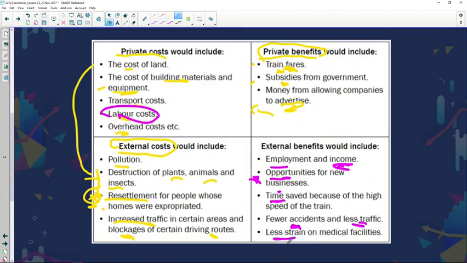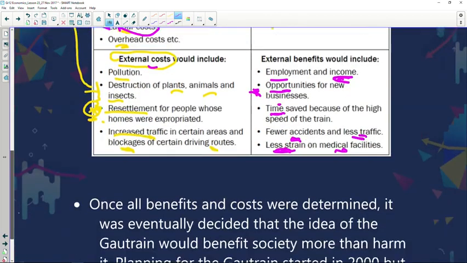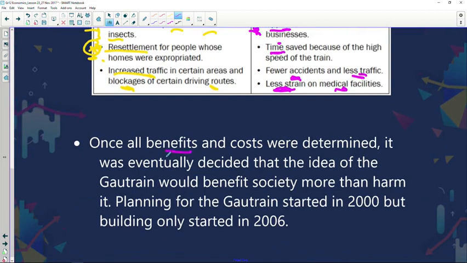And also the last point, there's less strain on medical facilities because of the fewer accidents that are now happening on the roads based on the project itself. So these are the external benefits, and then over here you've got the private costs and the private benefits, and over here we looked at the external costs and also the external benefits of this particular project. Once all benefits and costs were determined, it was eventually decided that the Gautrain would benefit society more than harm it. What were the challenges? Was it going to cause any harm to society? Then they realized that there were more social benefits involved in this project.